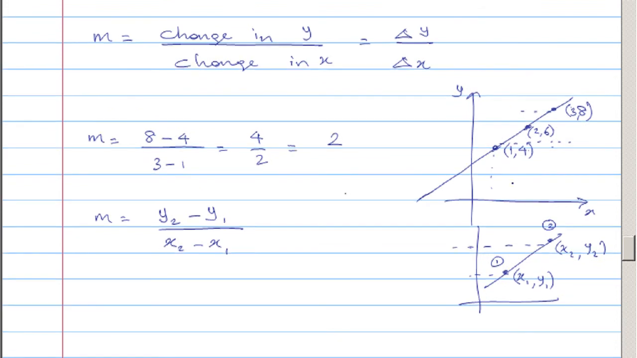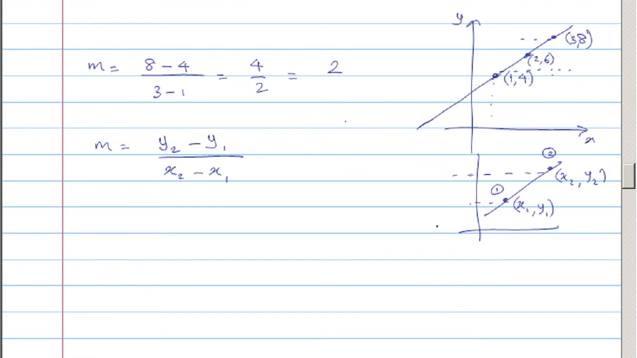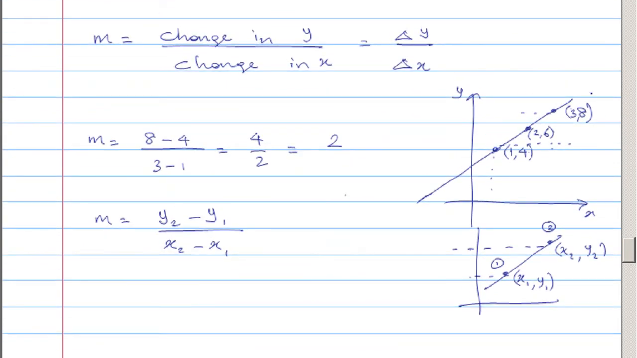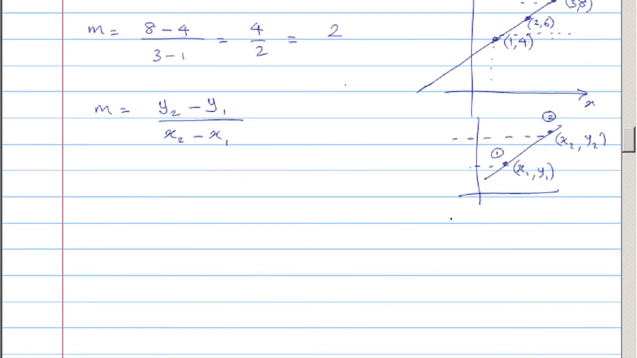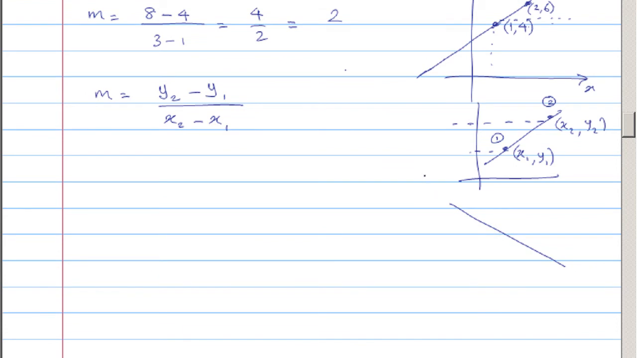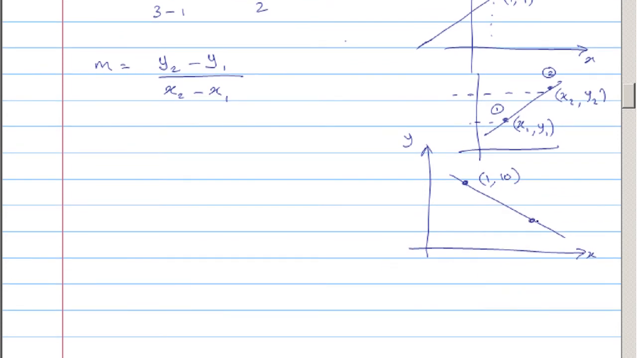Okay, now you've seen how to find the gradient of a straight line. If the line goes from bottom left to top right, then we say the line has a positive gradient. If the line goes the other way, from top left to bottom right, then we say the gradient of that line is negative. Let's plot a couple of axes here, my x and y axes. Let's assume this point has coordinates 1, 10, and I have another point with coordinates 5, 2.